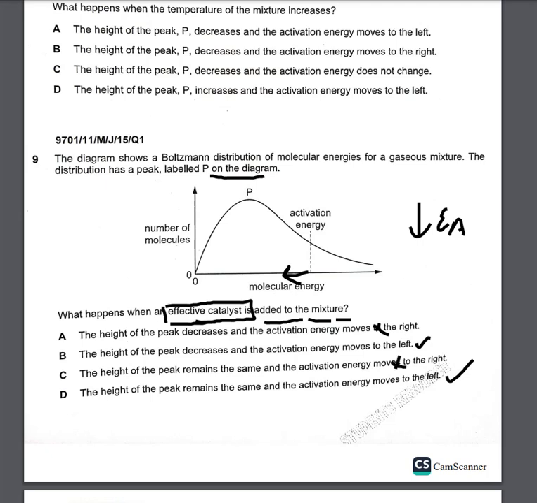And what would happen with the height of the peak? Now you are not changing the temperature, and the number of molecules possessing the same energy would stay the same. You have only added a catalyst. Catalyst has lowered the activation energy but doesn't cause any number of molecules to lose or gain energy. So this doesn't happen. So the height of the peak remains the same. Catalyst has nothing to do with the number of molecules associated with their kinetic energy. So D is your right answer.